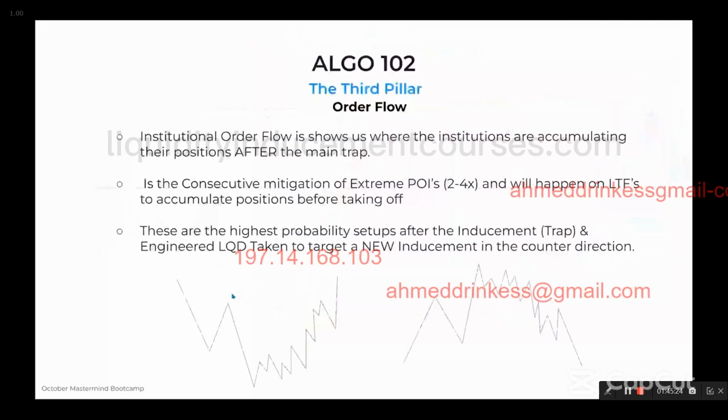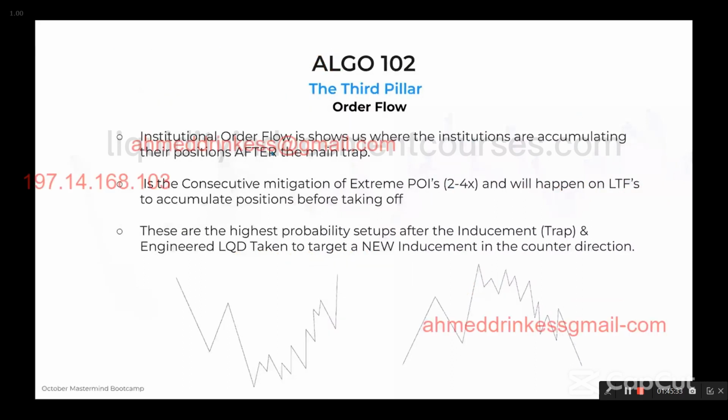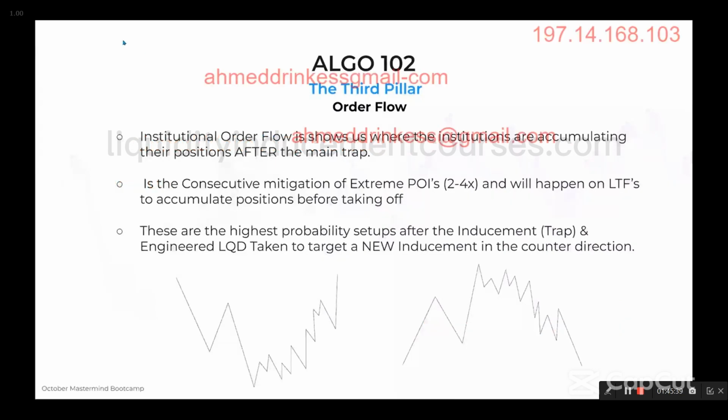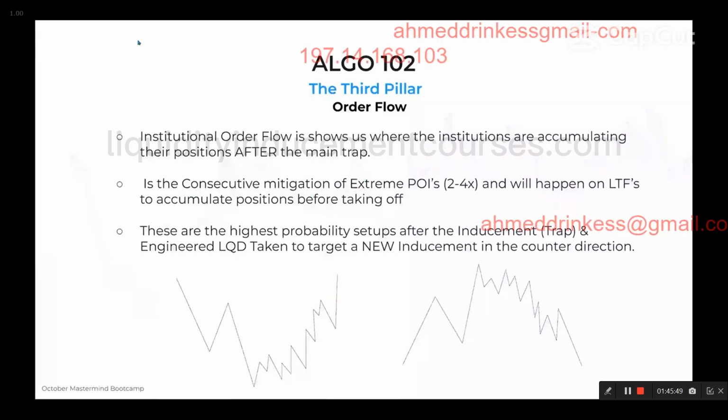Finally, the third pillar, order flow. Institutional order flow is what shows us where the institutions are accumulating their positions after the main trap. It is the consecutive mitigation of extreme order blocks and will happen on lower time frames to accumulate the positions before taking off drastically.